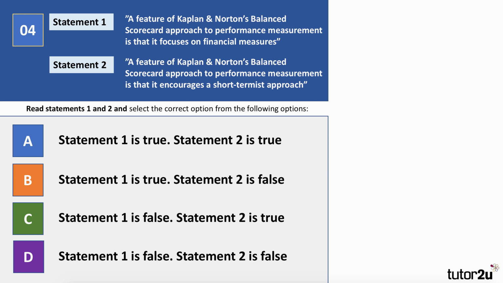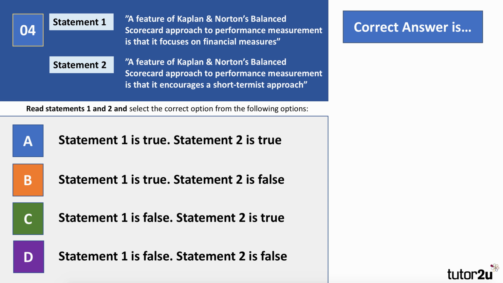Number 1, a key feature of Kaplan and Norton's balanced scorecard approach to performance measurement is that it focuses on financial measures. Statement 2, a feature of Kaplan and Norton's balanced scorecard approach to performance measurement is that it encourages a short-termist approach. What do you think of those 2? Are they true, false? And then choose the answer. Pause the video first, make your selection.